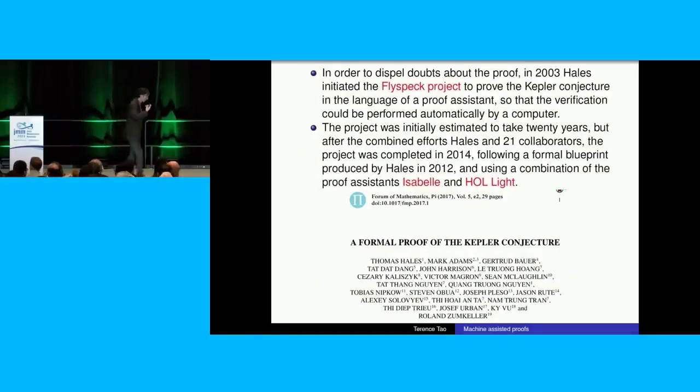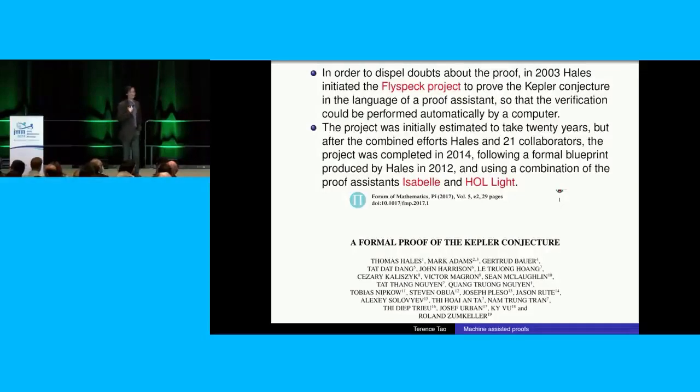But clearly, there was this big asterisk. There was a lot of controversy about whether this was really a valid proof. And so this was one of the first really high-profile uses of formal proof assistants, because this was a result in which there was serious doubt about the correctness. So Hales in 2003 initiated a project to write down this massive proof in a completely formalized way so that a standard proof assistant could verify it.